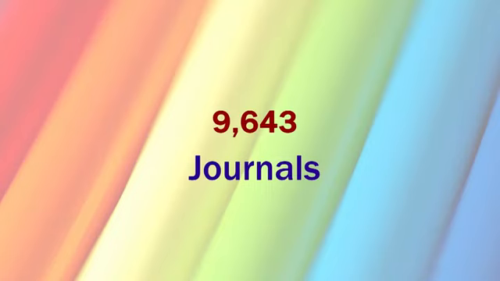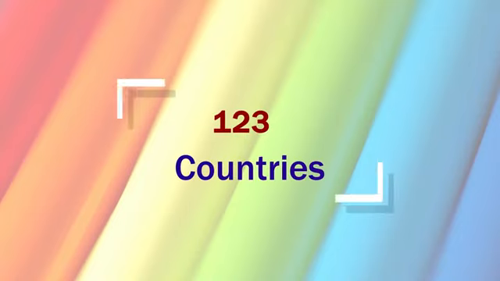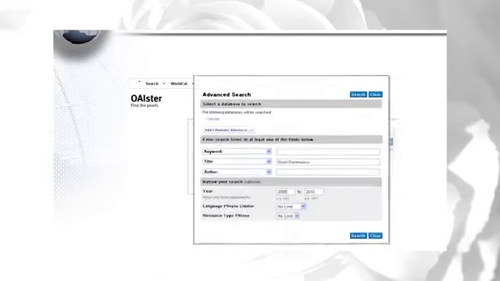and searchable at article level. These are from 123 countries, and there are 2,500,000 articles available at the full text search level. Similarly, there is another database which is called Oyster, which has now been procured by OCLC, and you have access to this through the OCLC database as well.